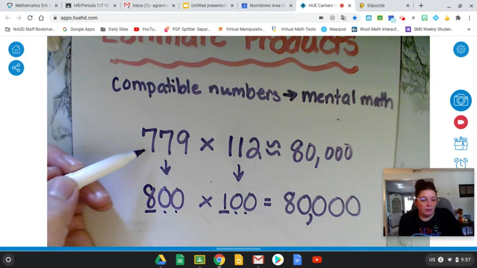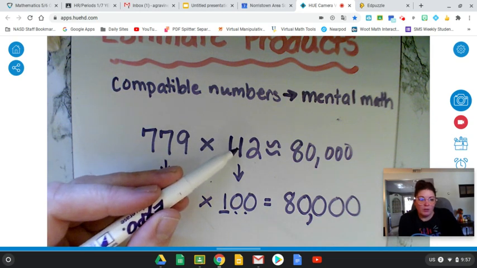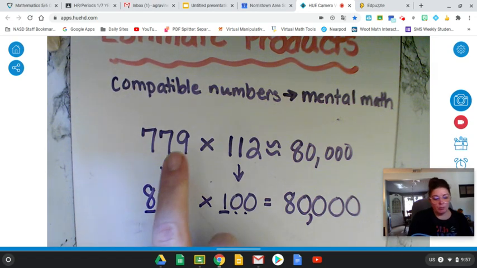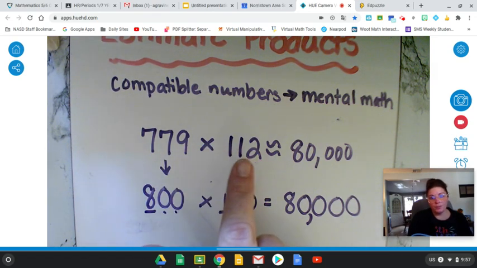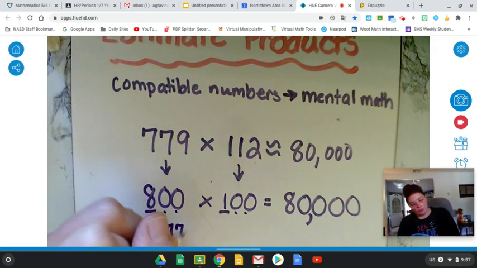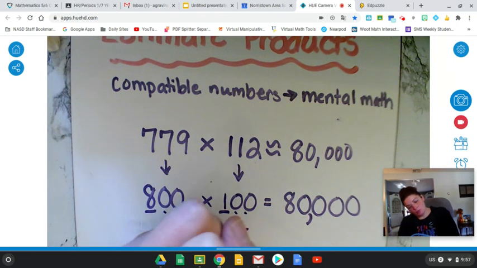Now what you can do is check after you've made your estimate. You can use a calculator, do the actual math on here, and see if it's close. And just as a note, the larger the numbers are that you work with, the more away it can be from the actual answer. So I'm going to calculate the actual answer for this one. 779 times 112. And I got 87,248.